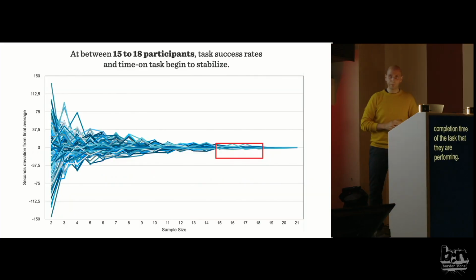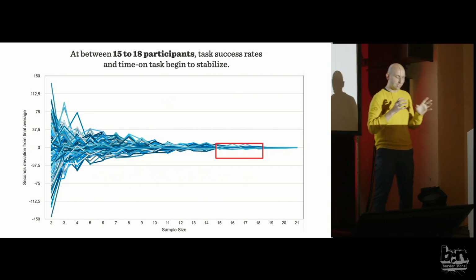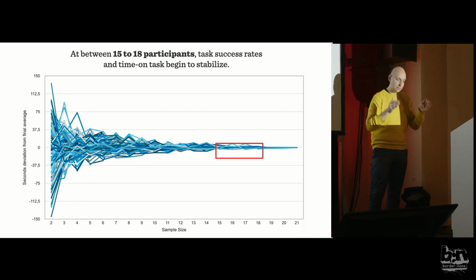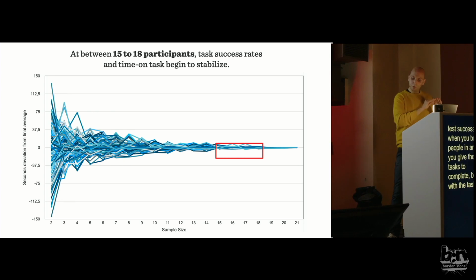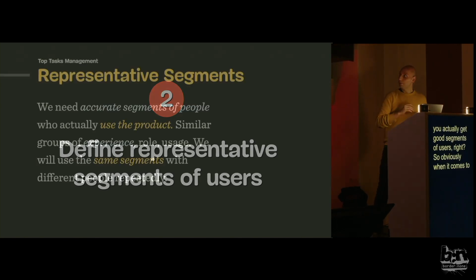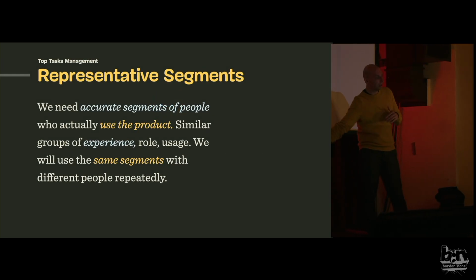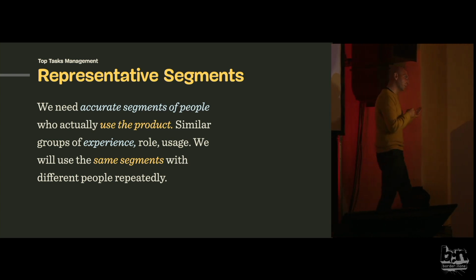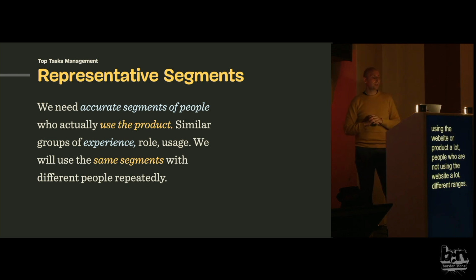Really easy. You don't need a lot of people. That's the best part. Between 15 to 18 participants, task success rate, when you bring people in and you give them tasks to complete, begins to stabilize. So you need 15 to 18 people to get to very, very stable results. But you need to make sure that you actually get good segments of users, right? So obviously, when it comes to users, you need to understand where people are coming from. And specifically, in our case, you need to rely on people who are using the website or product a lot, people who are not using the website a lot, different ranges, different ages, different countries, potentially, right?